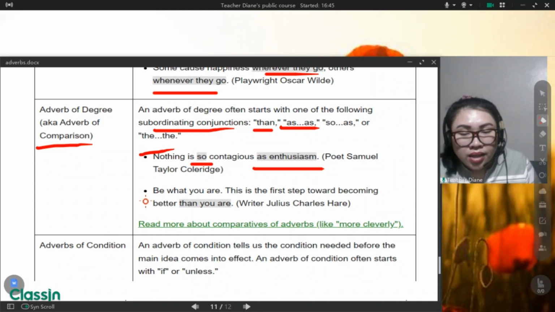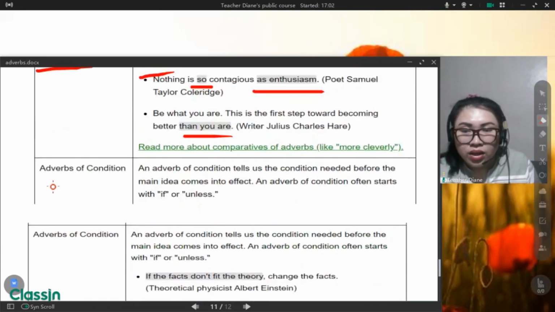Second, here: Be what you are. This is the first step toward becoming better than you are. Better than you are. Okay, so here, adverbs of condition.